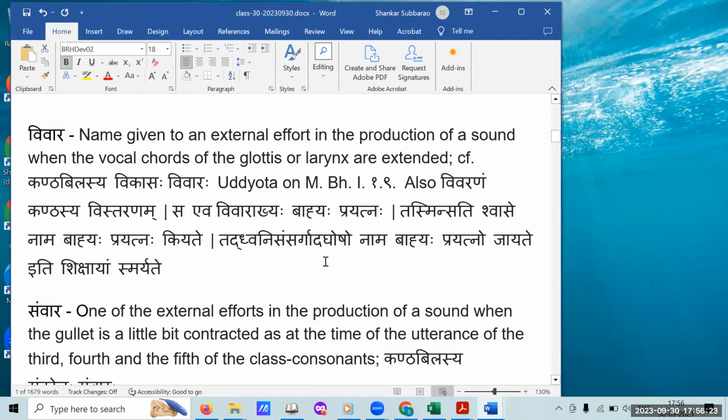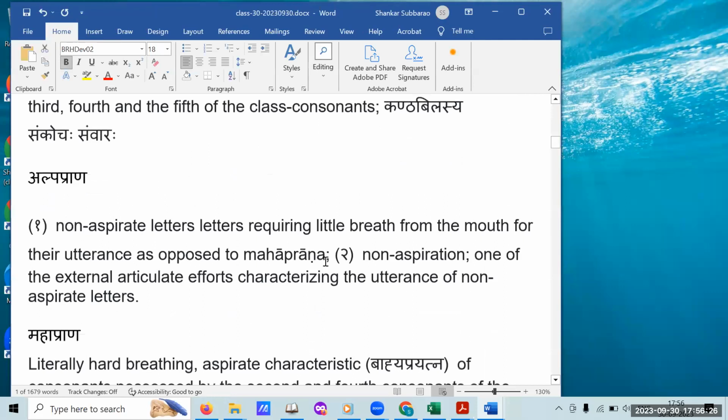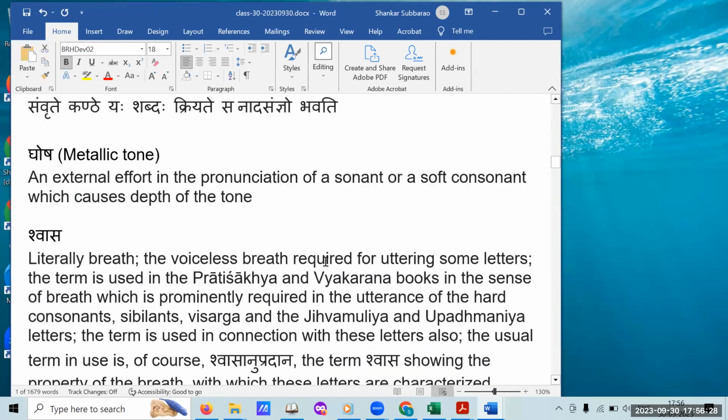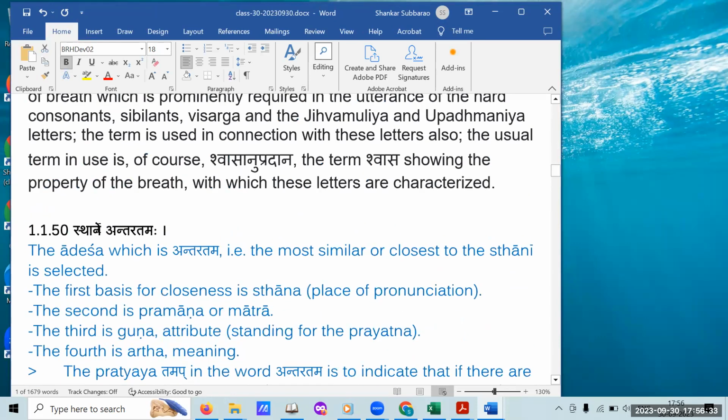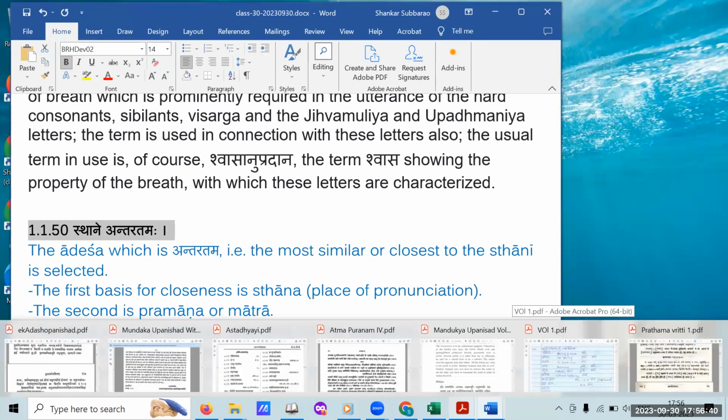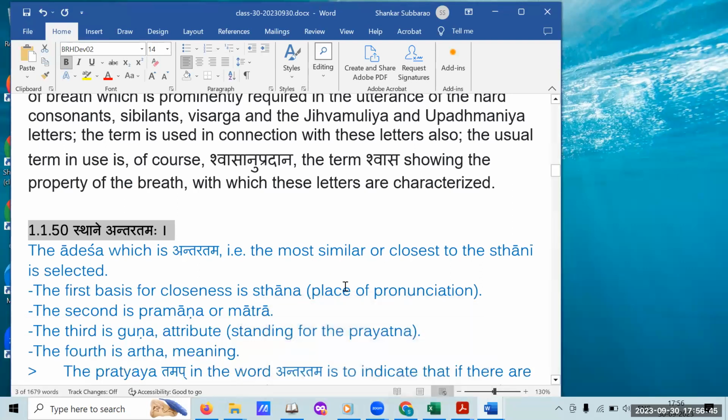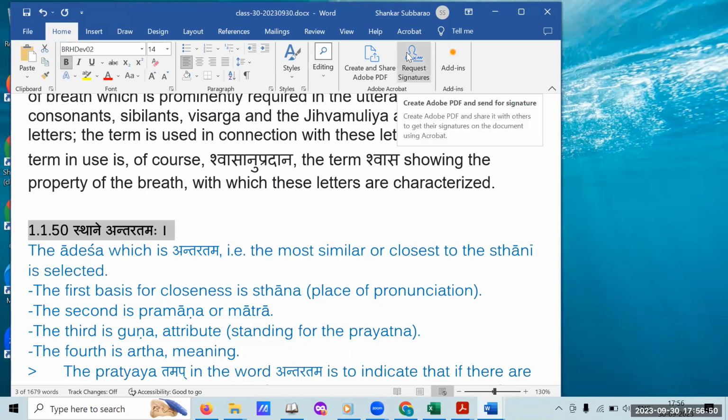Then these, I'm leaving in the document for you. You can look at these, but as I said, I don't know how much sense you will make out of them. Now, I want to come to a sutra, a Paribhasha Sutra called Sthane Antaratamaha. Antaratamaha means closer, closest. So when we want to replace some letter with another letter, or one thing with another, and we have a bunch of replacements, we want to find that which is closest to what has to be replaced.